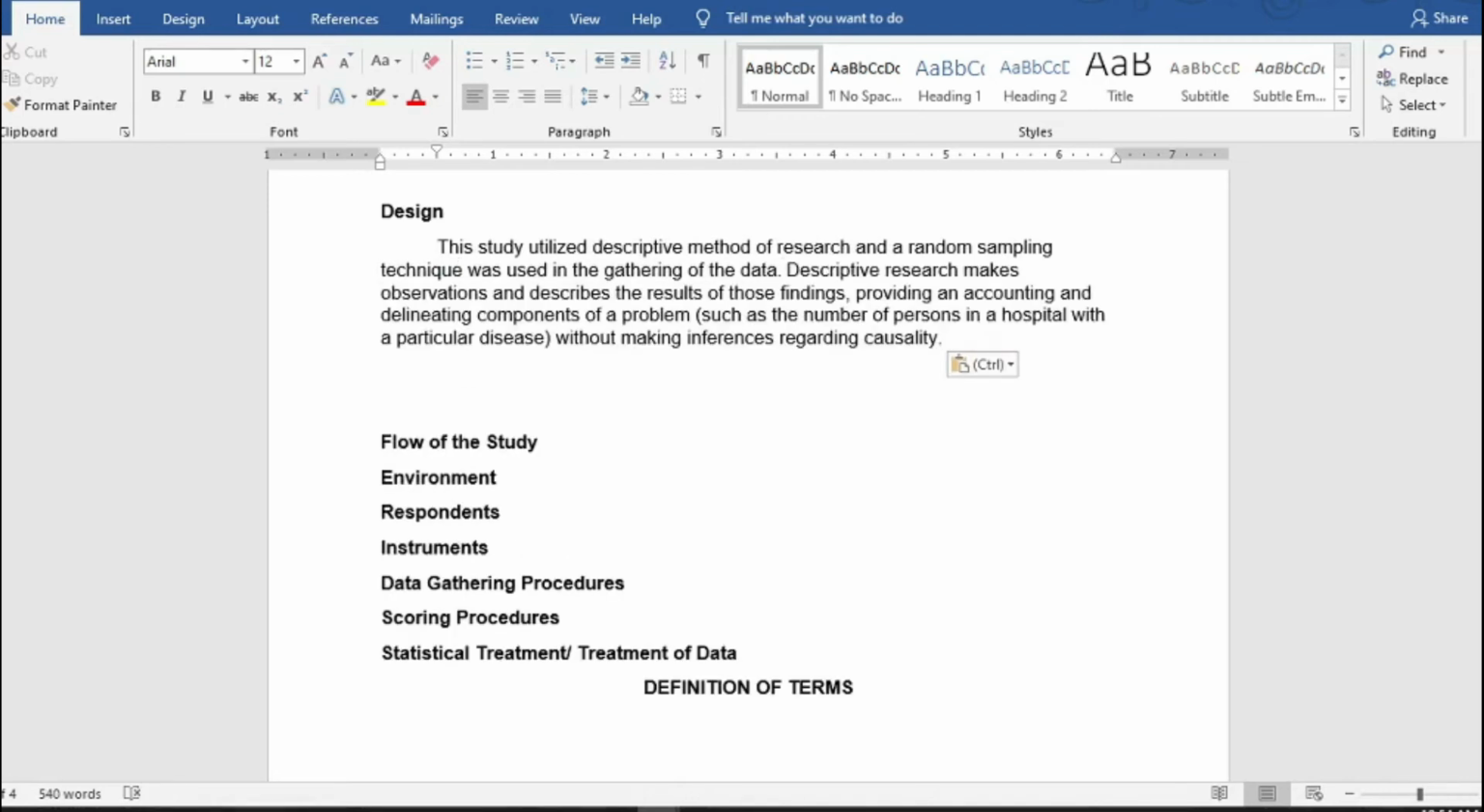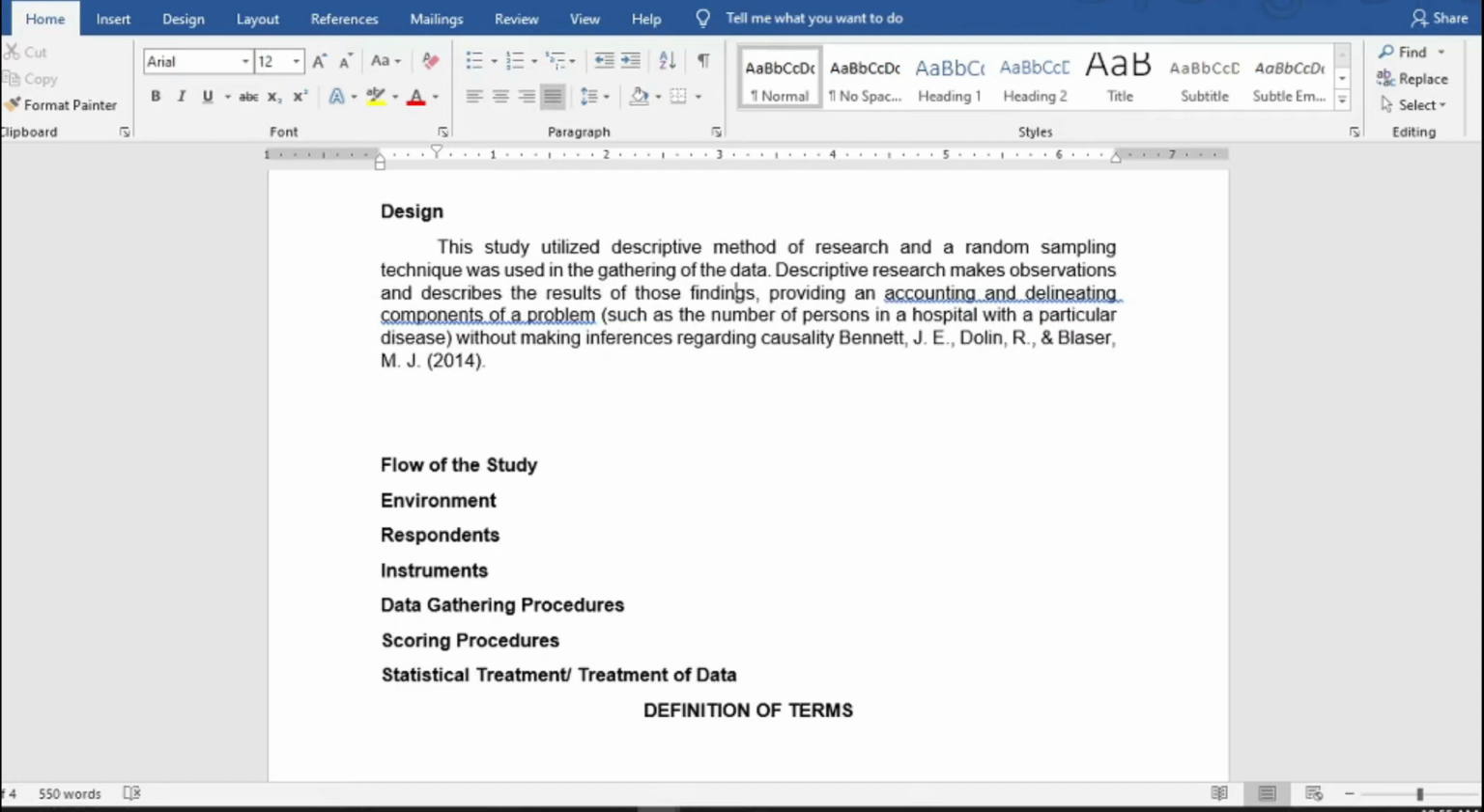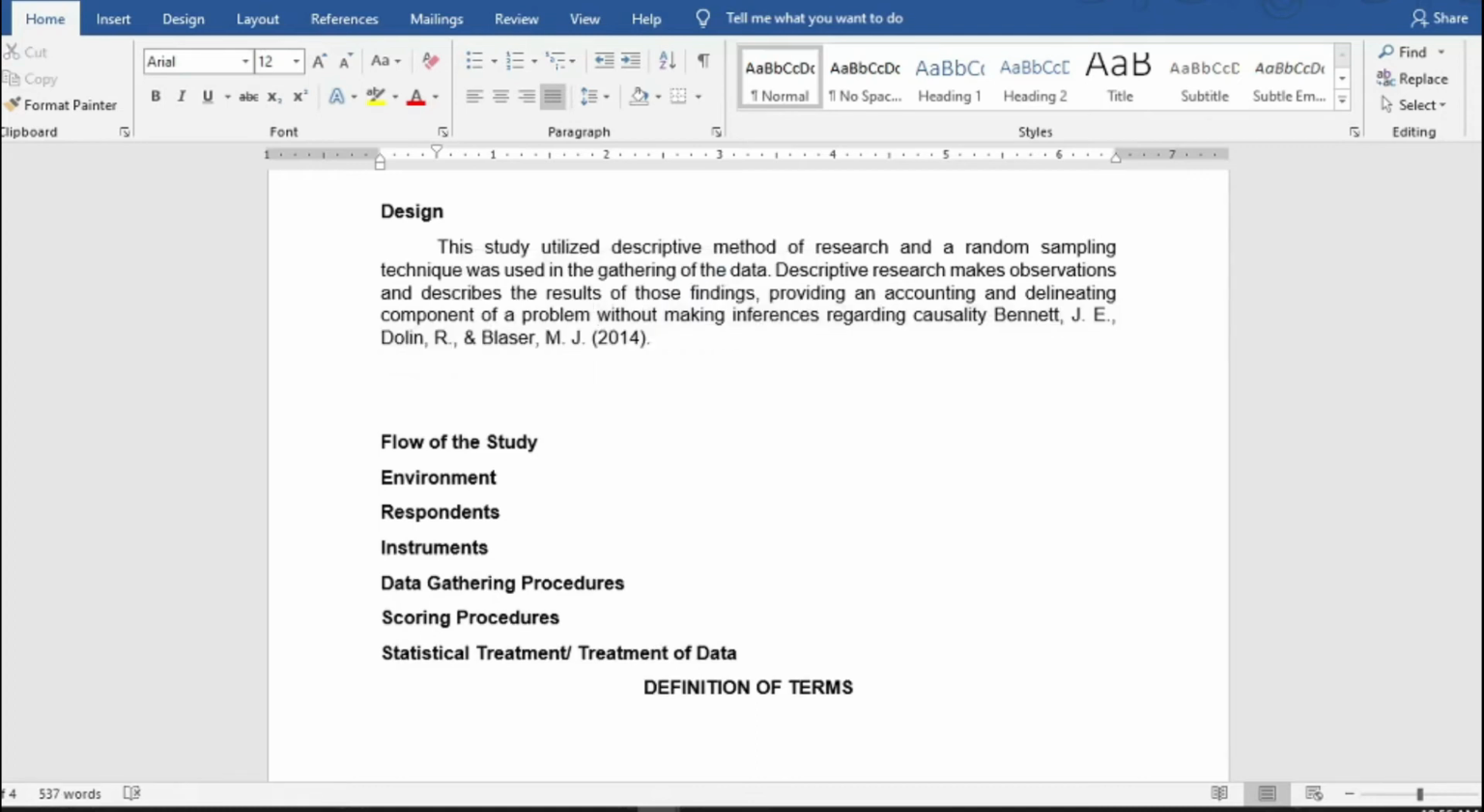Now, descriptive research makes observations and describes the results of those findings, providing an accounting and delineating components of a problem, such as the number of persons in a hospital with a particular disease, without making inferences regarding causality. So we already have a description of what we mean by descriptive research.